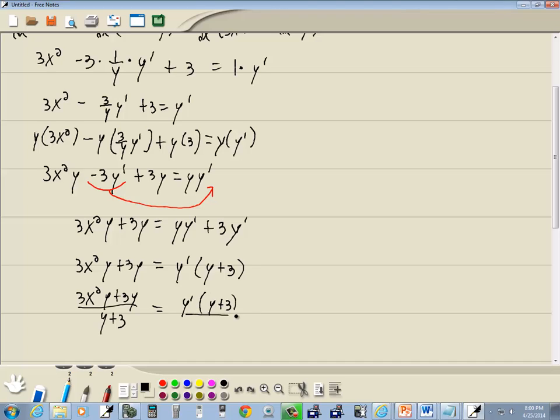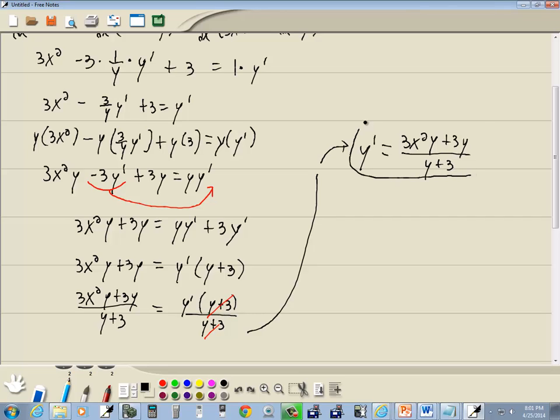Okay, just about there. Now here these y plus 3's cancel, and we end up with y prime is equal to 3x squared y plus 3y over y plus 3. Now I can factor out a GCF up on top, but it wouldn't do me much good in this problem, so that's our answer.